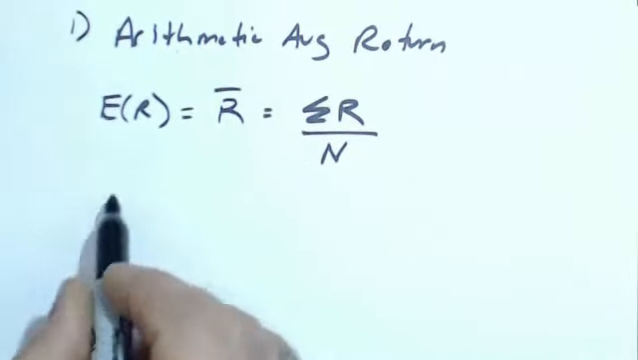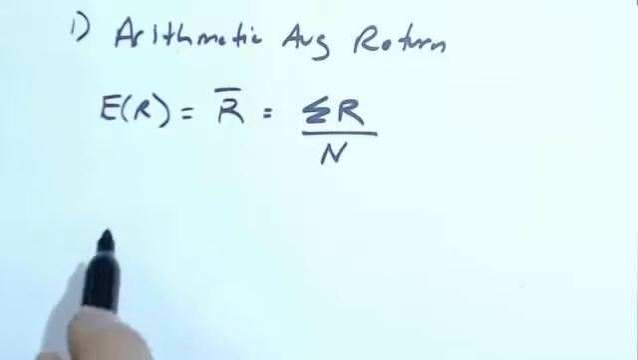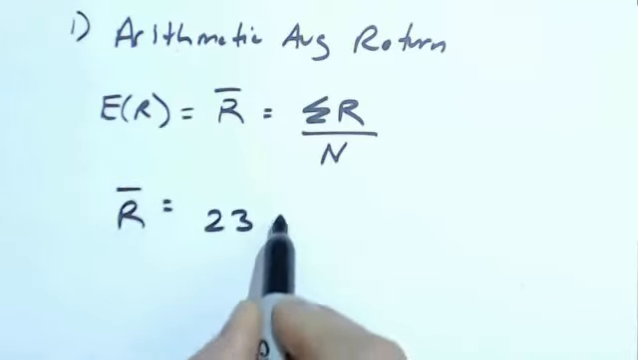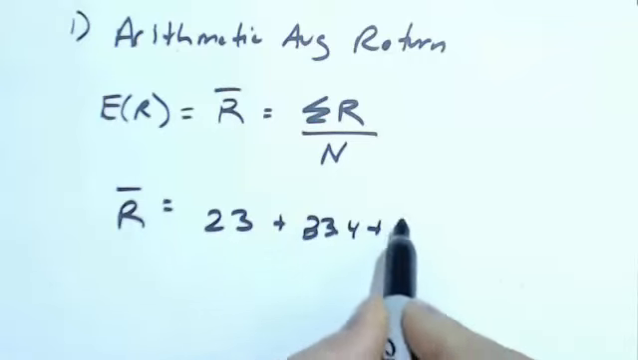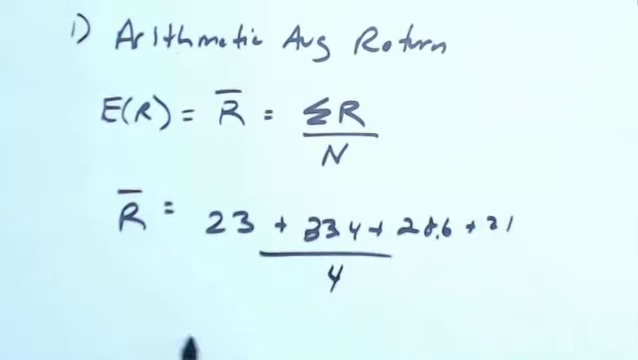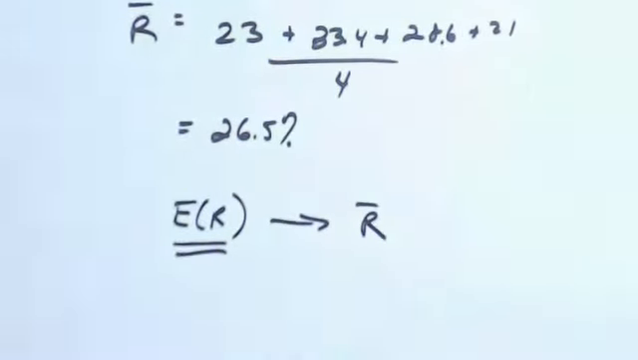If we were to calculate the expected return for large company stocks using the table I showed you a little while ago, R bar would simply be 23% plus 33.4 plus 28.6 plus 21, all divided by 4 periods, and you get that 26.5% arithmetic average. I showed you that in the table I gave you a minute ago. Now keep in mind, there's a little subtlety here. I have expected return, and I'm using that and calling it the average return here.